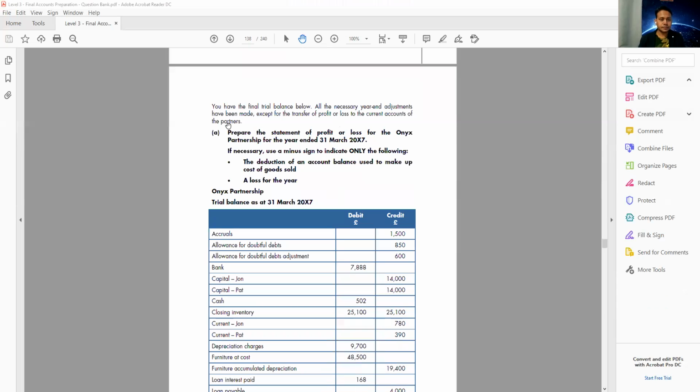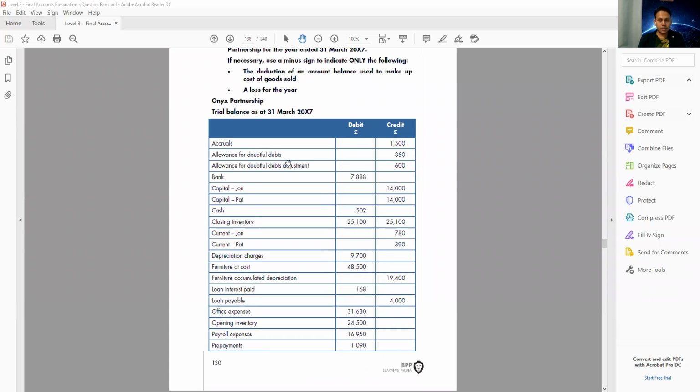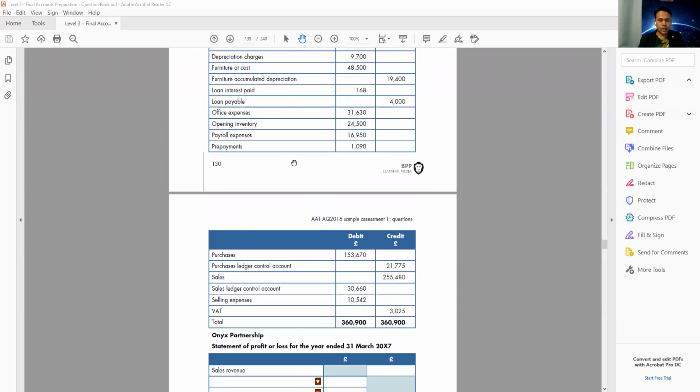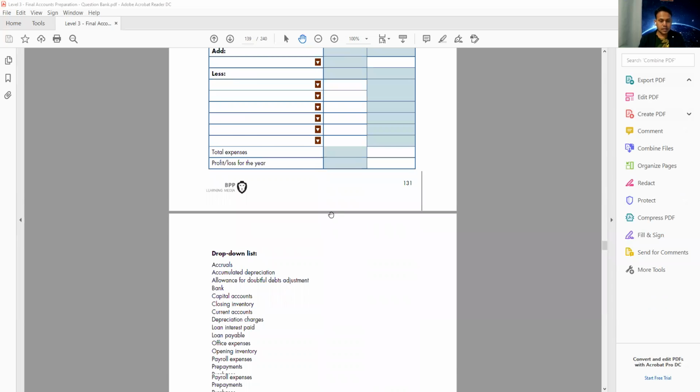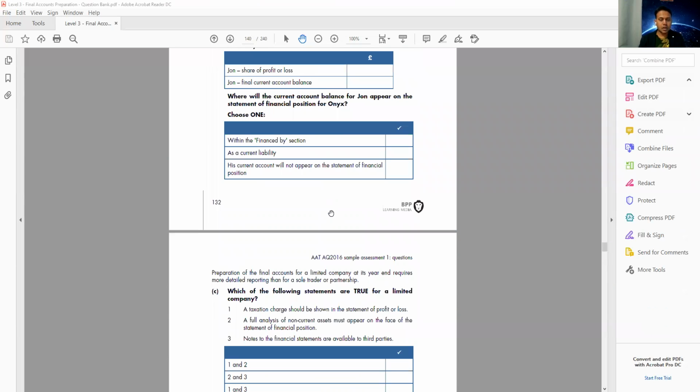Okay. You have the final trial balance below. All the necessary year-end adjustments have been made, except for the transfer of profit and loss to the current account of the partnership. So only the profit is not transferred to the statement of financial position, except that everything is done. Prepare the statement of profit and loss account. Okay, we'll do that. No problem for that. This is the trial balance. Let's look at the template, what we have here. So preparing the profit and loss account. All right, that's not a problem. We can do that. Let's prepare that.